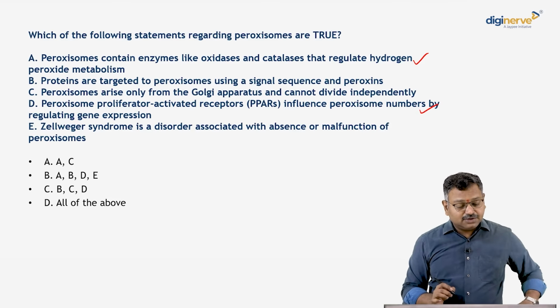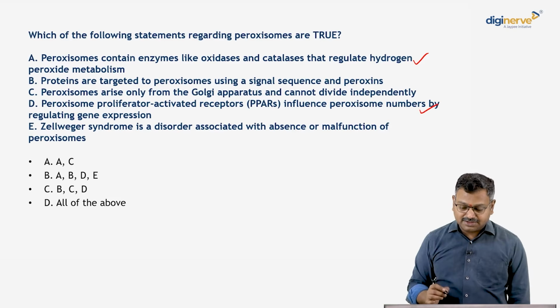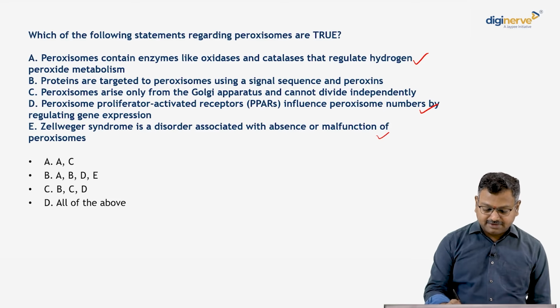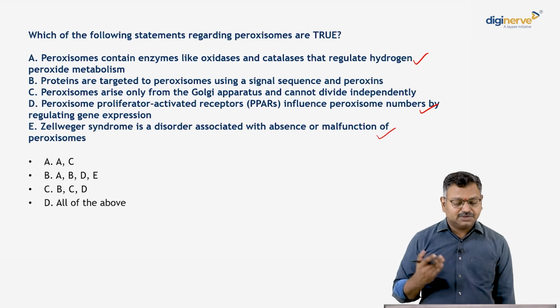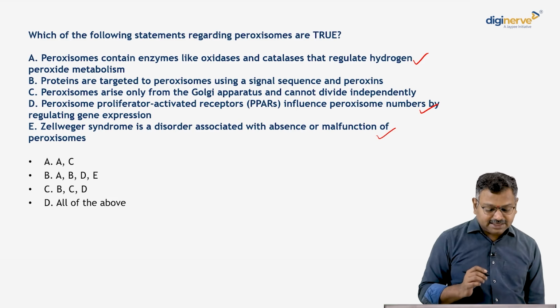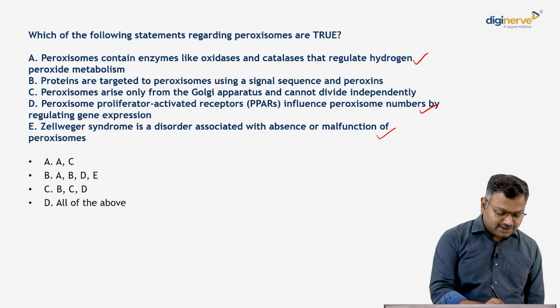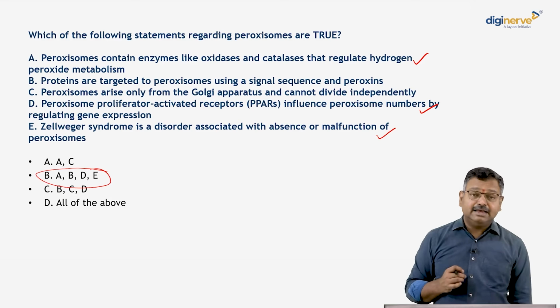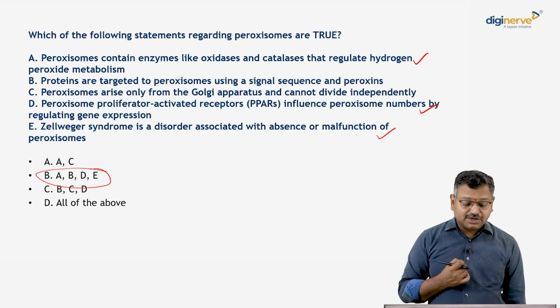The Zellweger syndrome is a disorder associated with peroxisomes. This is also a very important fact that you have to remember. So A, D and E are correct. Now left are B and C. A, D, E are there in only one option. Even before working it out, you can make out that it is B. Now according to this, B is also correct.